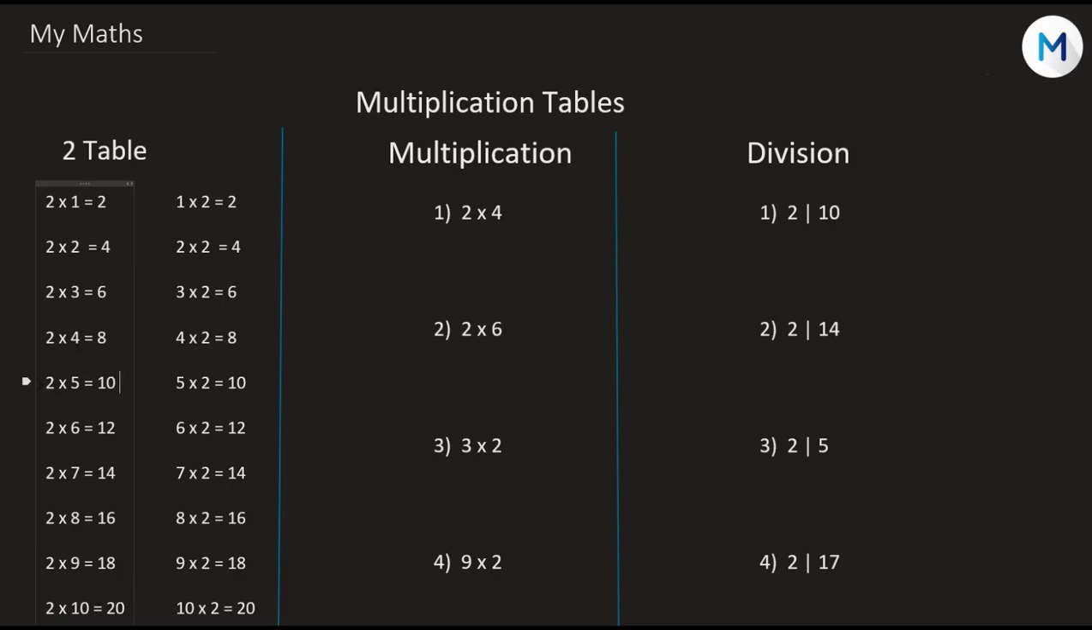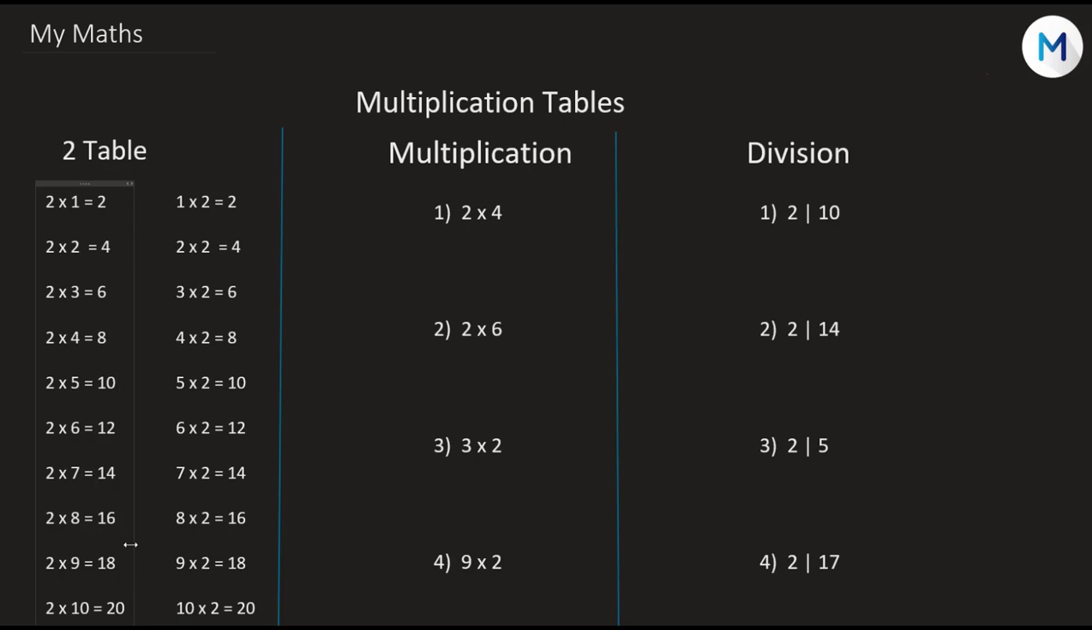By reading this many times, it is very useful to remember this so that we can do multiplications and divisions faster. So here basically the 2 table is given. The other way of writing the same 2 table is 1 times 2 is 2, 2 times 2 is 4, 3 times 2 is 6, 4 times 2 is 8, and so on till 10 times 2 is 20.